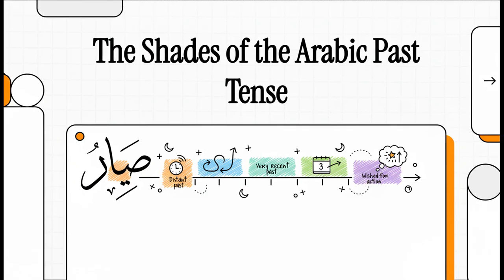In most languages, when something's in the past, it's just in the past. But Arabic is different. The past isn't just one single thing. It actually has all these different shades of meaning. It's not just about what happened, but how it happened, when it happened, and believe it or not, even how you feel about it. So today, we're going to unpack the incredible depth of the Arabic past tense.